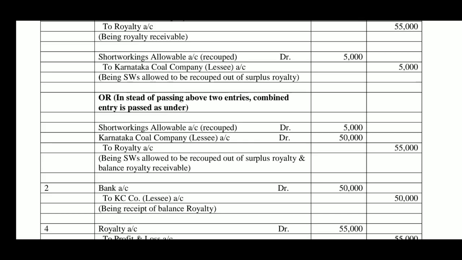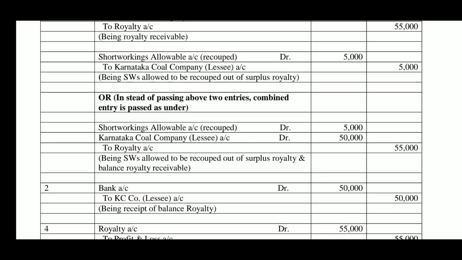Here also in the combined entry, Karnataka Coal Company is debited with 50,000. The amount actually due from the lessee is debited here. Then in the second entry, short workings allowable account with the amount of recoupment was debited. Here also short workings allowable account is debited with 5,000 only. Then royalty account was credited in the first entry with 55,000. Here also royalty account is credited with 55,000. So, the combination of the above two entries will be taken into account in the second alternative.